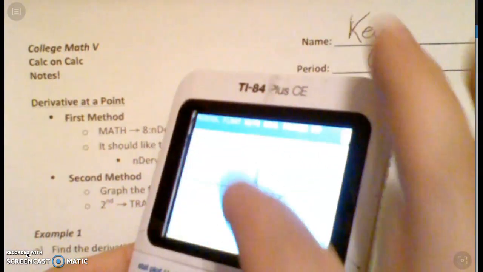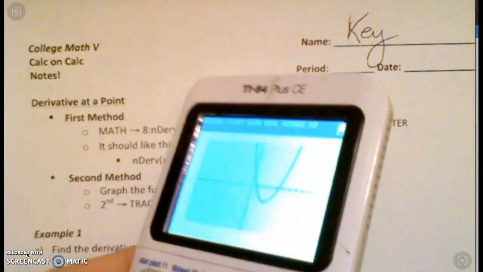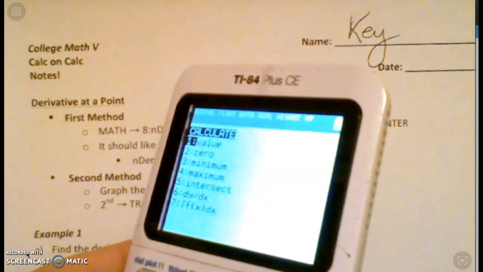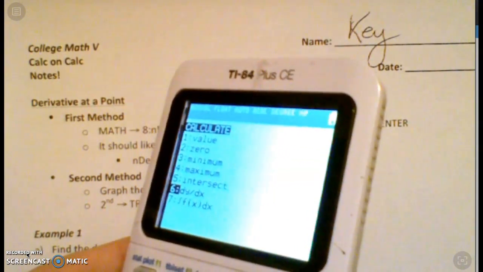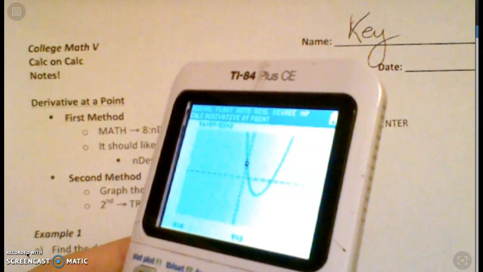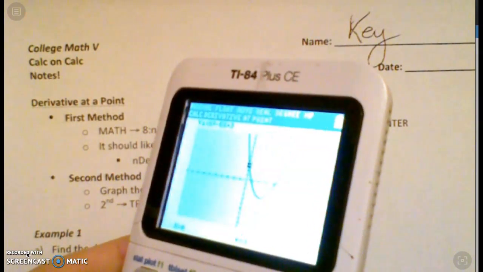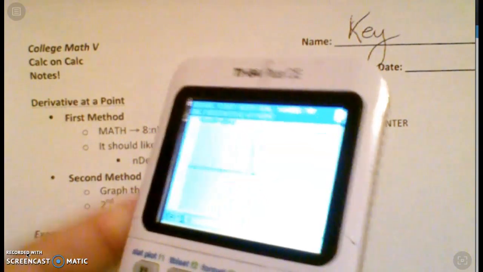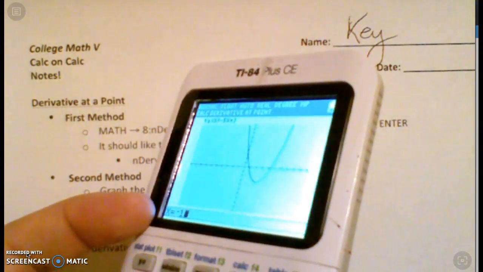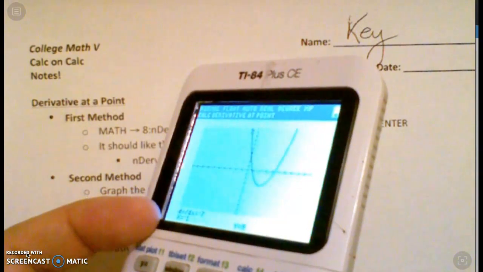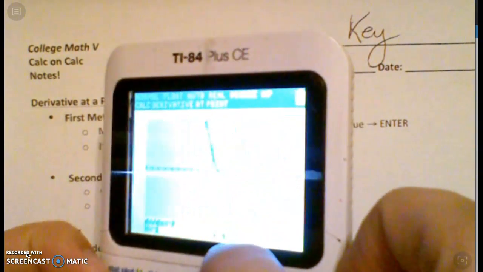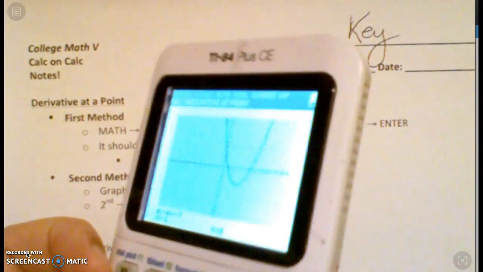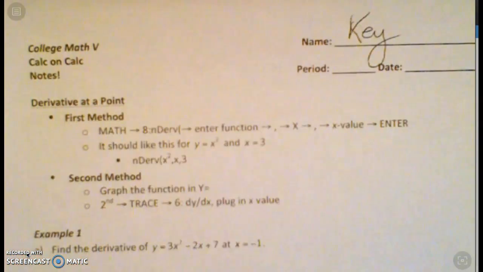Like if I wanted the slope when x is negative 1, first you hit second trace, and we go down here to number 6, dy/dx, and I can just type in an x value. When x is negative 1, see how it shows up there at the bottom? Hit enter, and you find the slope. It says dy/dx is negative 7, so it has a slope of negative 7 there. You can do that two ways.